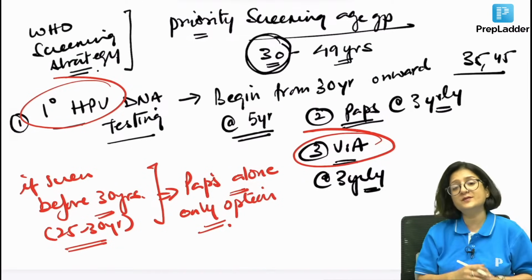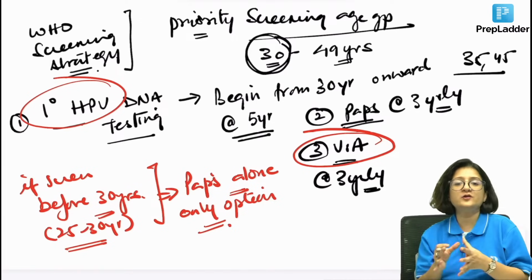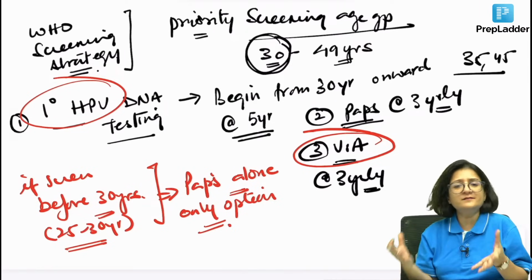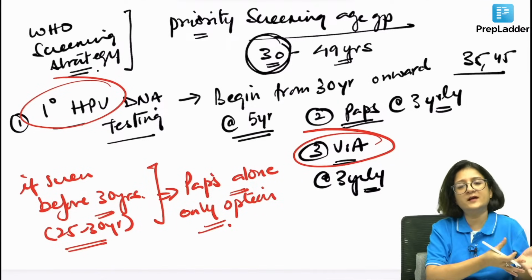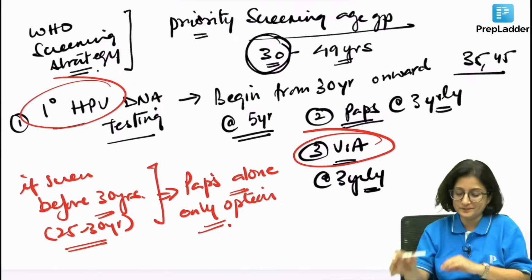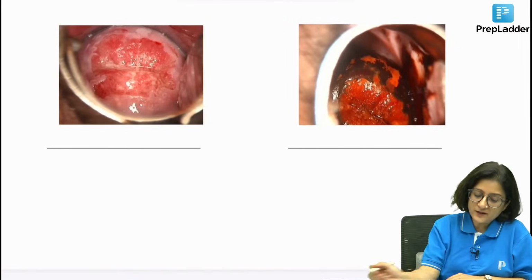Why? Because Pap will always need a pathology lab and a pathologist to analyze the slides, whichever way the slides are made, whether by liquid based cytology or by conventional pap smear. It will need infrastructure.